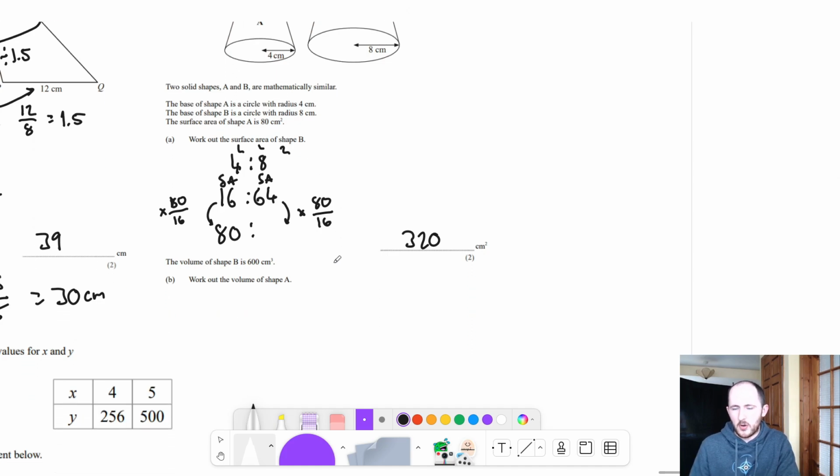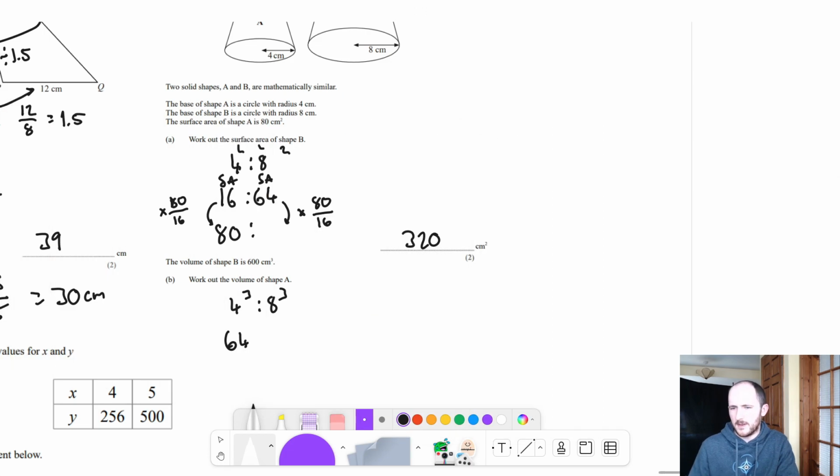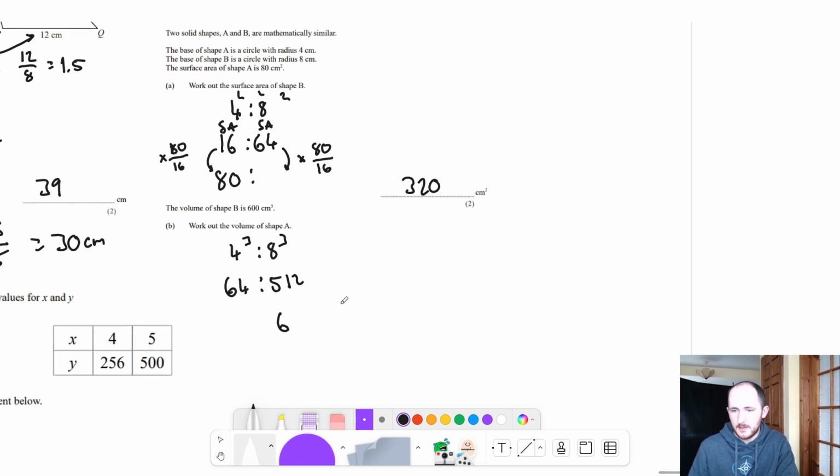And then for volume, again, we're doing a very similar thing. The ratio for the volume would be 4 cubed to 8 cubed. 4 cubed I know is 64. I don't know what 8 cubed is actually. Thank God for calculators. 512. I feel like I should have known that. Anyways, it tells me that the volume of shape B is 600. So what do I times 512 by to get to 600? I times it by 600 over 512.